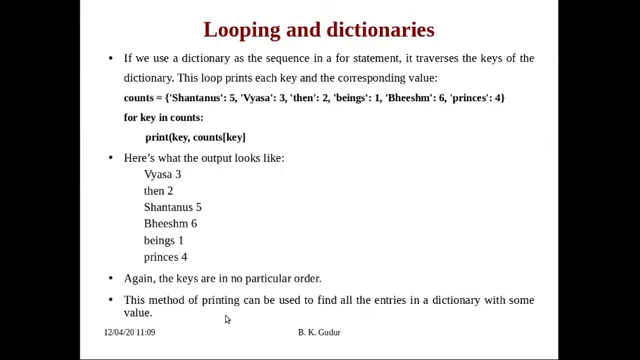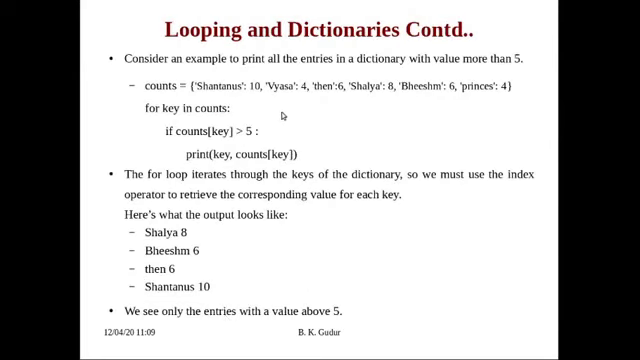Okay, so the way it has been displayed. Now consider an example to print all the entries in a dictionary with a value more than 5. Say for example, if I want to print only those values which appear more than 5 times, or say more than 10 times, something like that. So consider that this is a dictionary, for key in counts. If counts of key, which will return a value, is greater than 5, then print it. Okay, so even I can use this for our program.